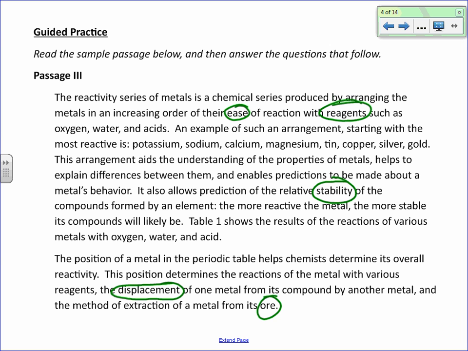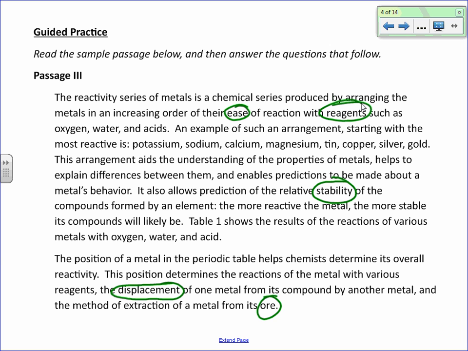Remember, with the vocab, there's 3 ways to figure out what a word means. First and easiest way is it's defined for us in the passage. Second way, we figure it out from background knowledge or context clues. Third way, we look it up. We don't have a dictionary on the ACT, so we try to avoid that one. Let's get started with the first one, ease.